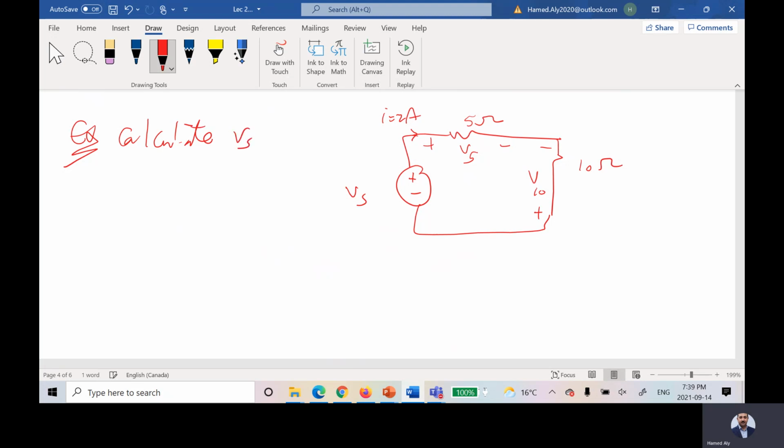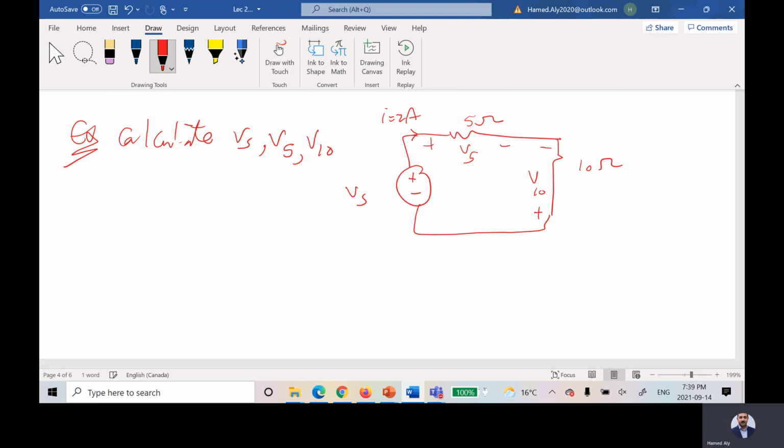Do you have a question? If you have a question, I'm here. Yes, go ahead. Why on the right side is the negative on top and bottom? You are talking about V10? I gave you that name with that sign, and I would like you to calculate it. So I'm asking you to calculate Vs, V5, and V10. It's not a given value, it's unknown. I would like to calculate all of these values.